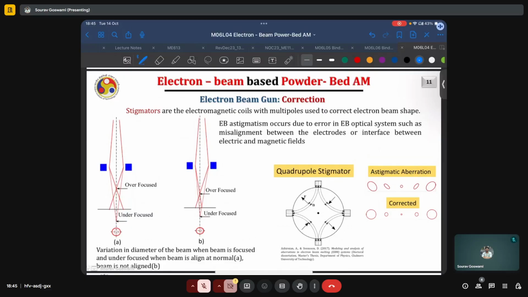Stigmators are the electromagnetic coils with multipoles which are used to correct electron beam shapes. And electron beam astigmatism occurs due to error in electron beam optical systems, some of which are misalignment between the electrodes, or there can be some interference between the electric and magnetic fields.